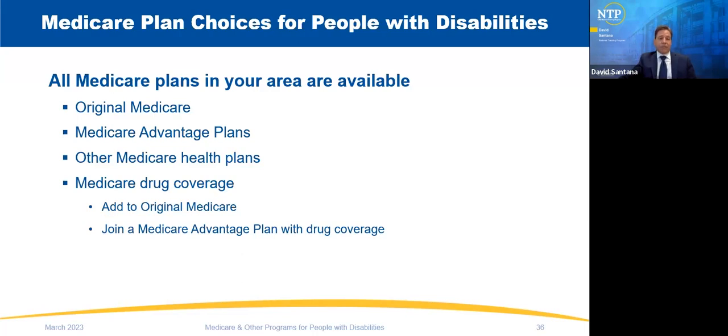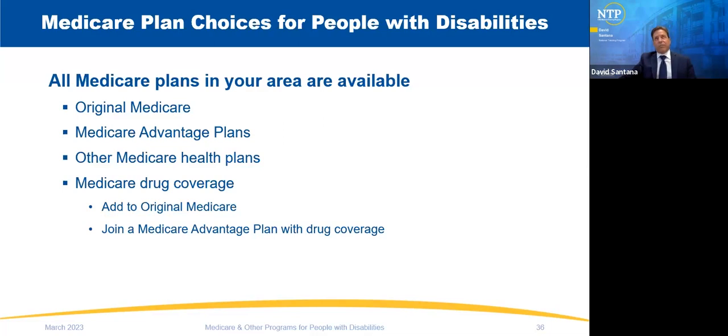They also have the option, once they enroll in Medicare during that 25th month. They have an initial enrollment period to enroll, for example, in a Medicare Advantage plan or other Medicare health plans offered in their area. They also have the option to stay in original Medicare and enroll in Medicare drug coverage to add to it, or join a Medicare Advantage plan which has a prescription drug plan that goes with it.